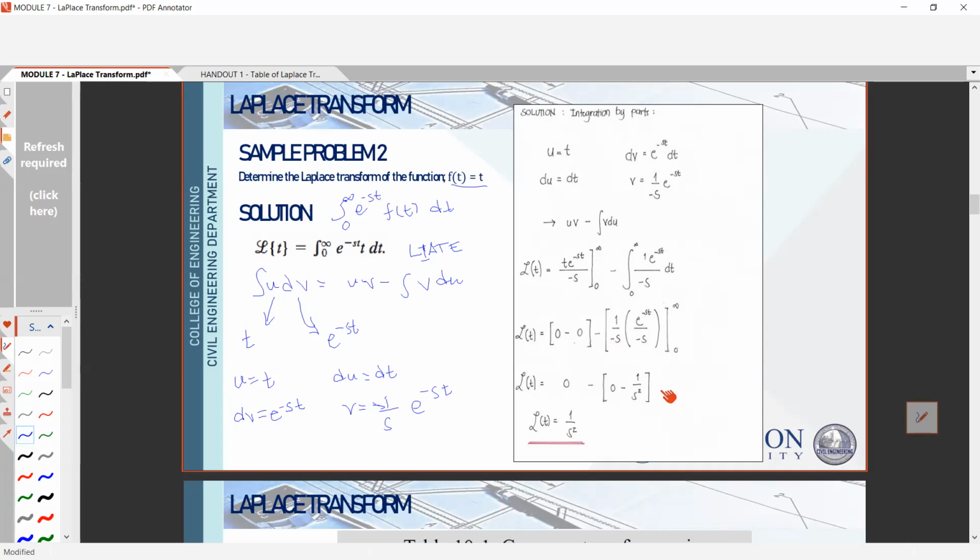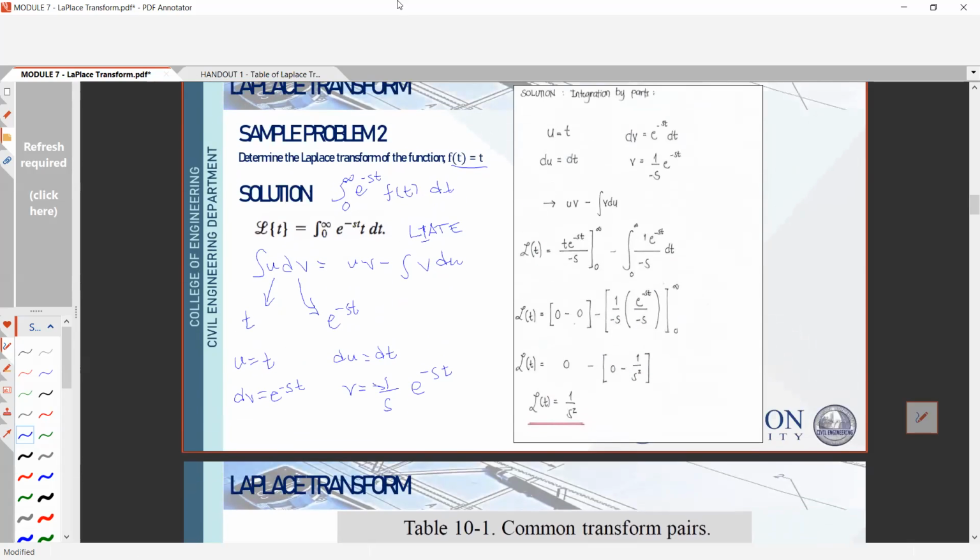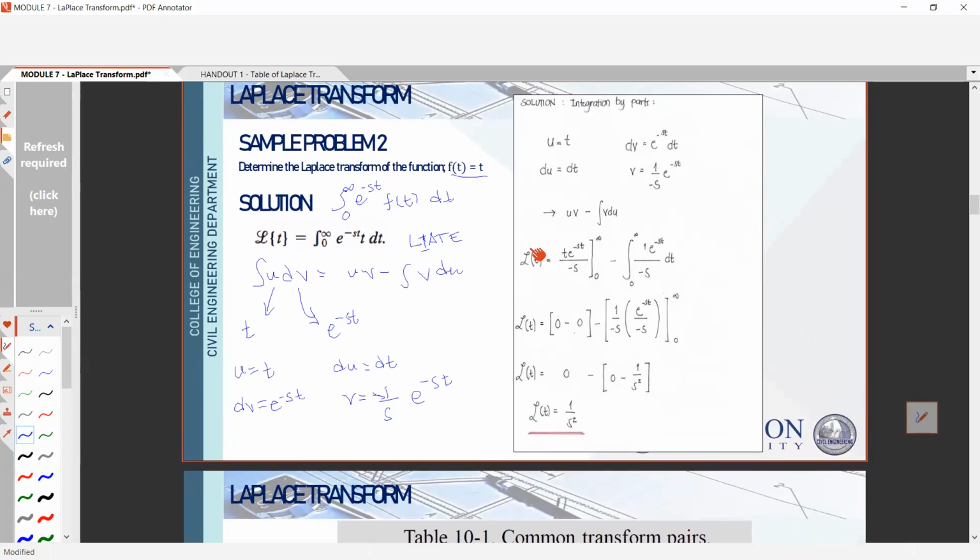Okay, so negative 1 over s squared. Multiplied by the negative outside, therefore positive 1 over s squared. Therefore, the Laplace transform of f of t equals t is 1 over s squared. Ayan, so medyo mahirap lang yung solution.